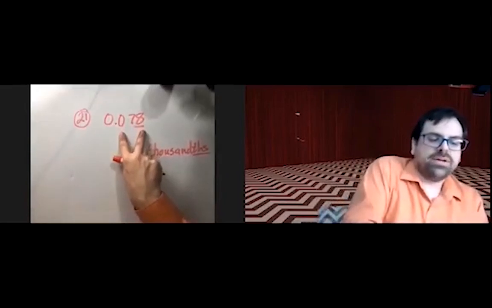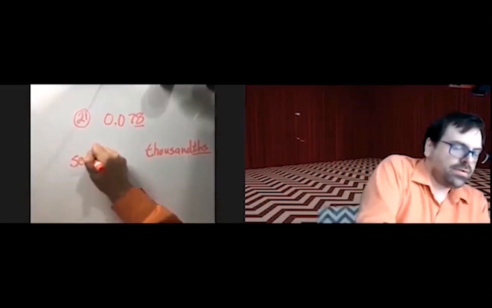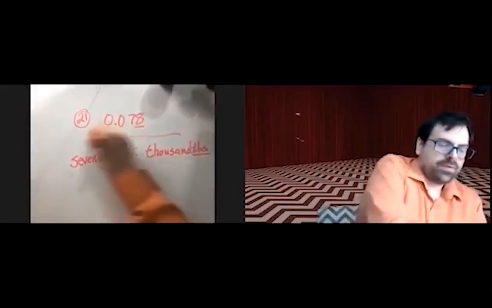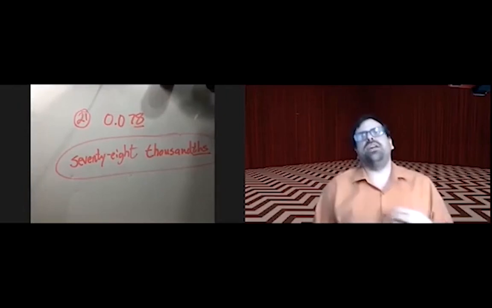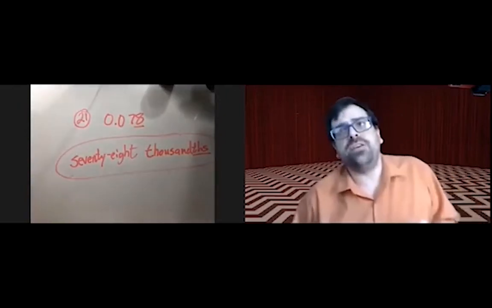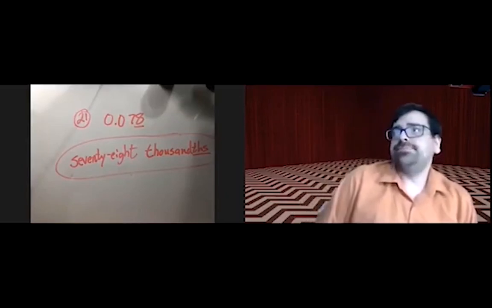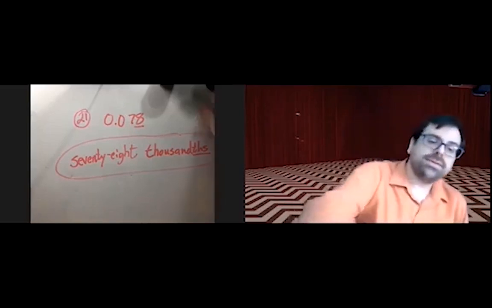How do we read this number? 78. That's it. You say the number and then you say the place value where it ends. So if you don't know your decimal place values, you can't get this right. And if you get it right, you're guessing. 78 thousandths, not 10 thousandths, not 100 thousandths, just thousandths.